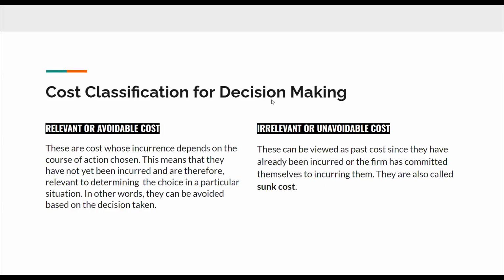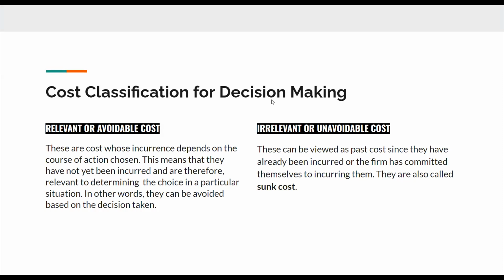All right, so another grouping or classification we're going to use is relevant, or sometimes called avoidable costs, and irrelevant, or other times called unavoidable costs, right? So those words are used interchangeably. Either they say relevant and irrelevant, or they say avoidable or unavoidable. So this type of cost classification is used predominantly for decision making.